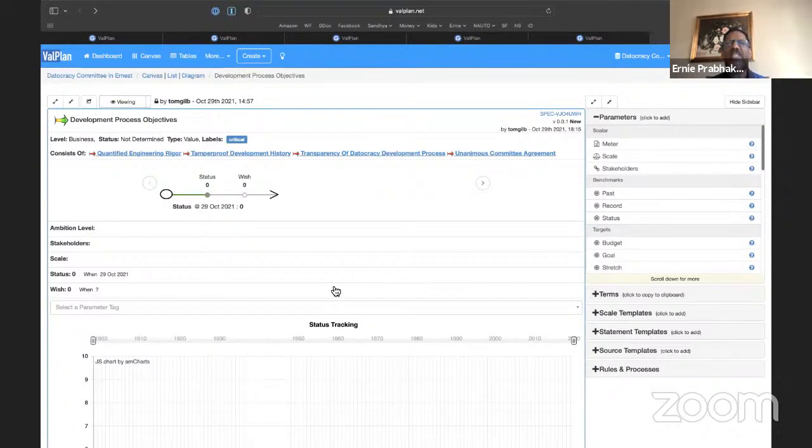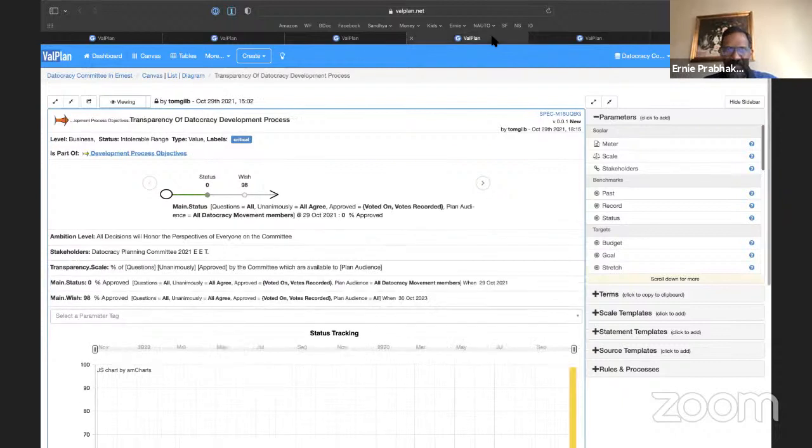I think the idea is there are many objectives at many different levels, and this is the level of what our development process is. The process of developing decisions should satisfy these 4 objectives. So that's the context of this thing here. And one is that the process is transparent.